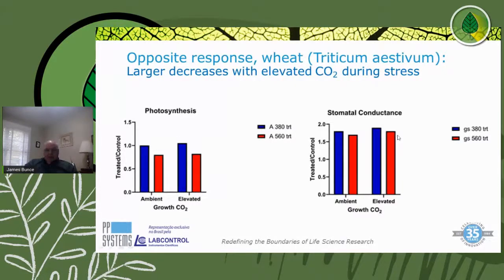And the same is true for the change in stomatal conductance. Here, during this heat stress, wheat just opens up its stomata. So these are higher than controls, but they're a little bit less here when the treatment is at higher CO2. So in terms of photosynthesis response in wheat, we're getting larger decreases when elevated CO2 happens during the stress.